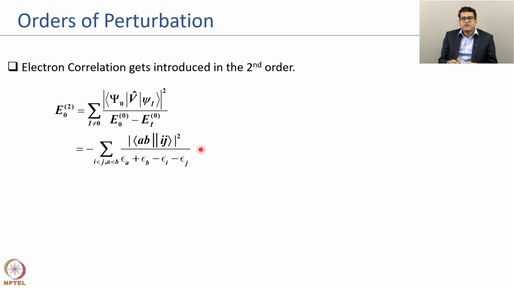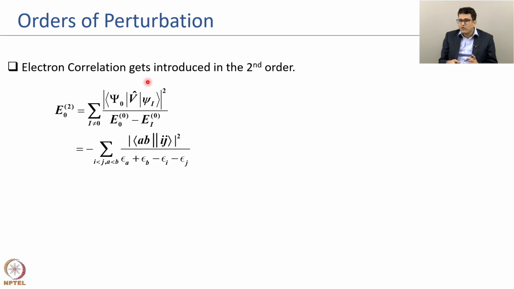Now, because the form has a denominator which is a separation between the eigenvalues corresponding to occupied and virtual orbitals, you can already see that if this difference is very small, then this term will blow up. So, there will be numerical instabilities in this term.